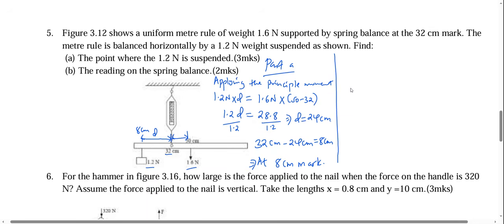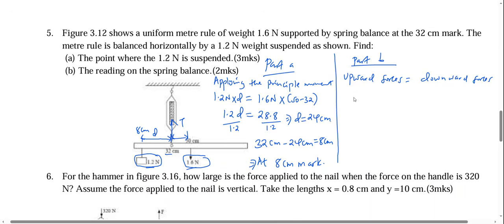So for question number 2, part B of this question, we equate these two forces. Remember, there is the upward force, which is due to the tension in the spring, and you have the downward forces, which are the sum of 1.2 and 1.6 Newton. Therefore, we say upward forces is equal to downward forces.